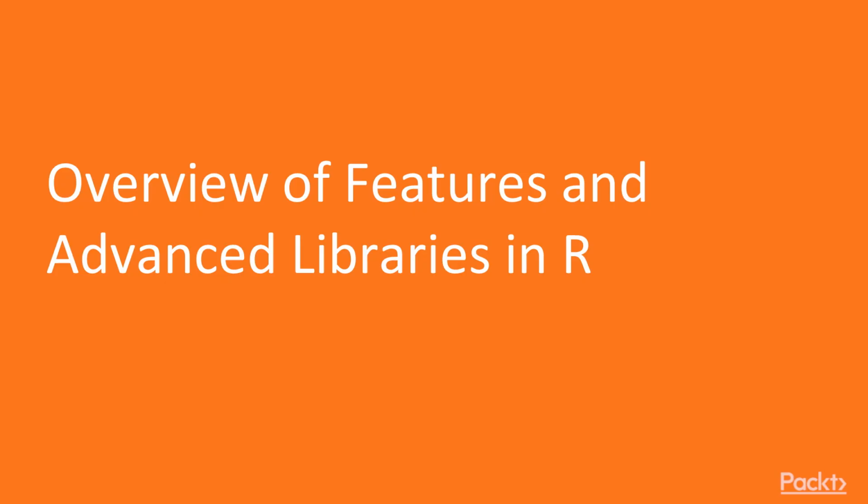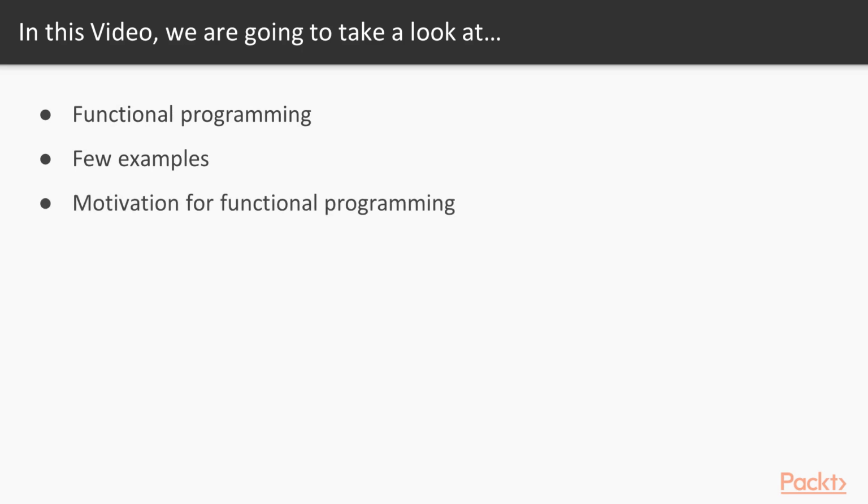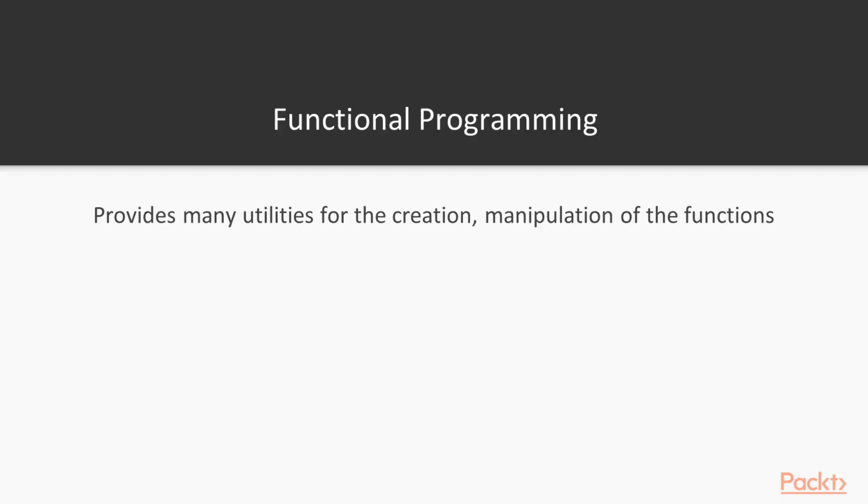Overview of the features and advanced libraries in R. In this video, we will look at functional programming, some examples to understand the importance of functional programming, and then the motivation behind using functional programming. Let us move on. What is functional programming? Functional programming provides utilities for the creation and the manipulation of functions. Now, let us understand the concept of functional programming with the help of an example.